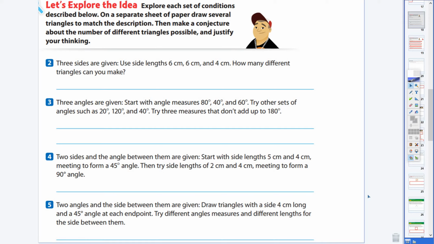Problem 2. 3 sides are given. Use side lengths 6 centimeters, 6 centimeters, and 4 centimeters. How many different triangles can you make?